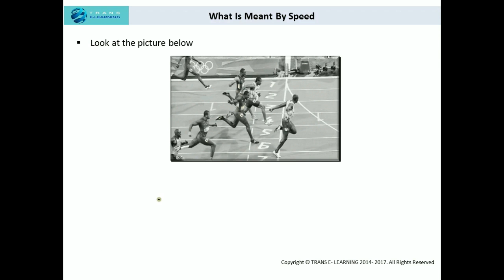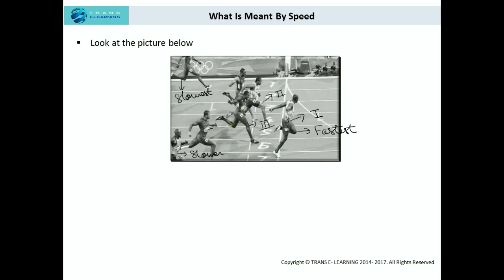For that, we need to analyze this picture. What you can figure out from this picture is that this athlete is the fastest of all, because he has crossed the finishing line first, and we can see this one is coming second and this one is the third fastest of all. Now if I consider the slower ones, then this one seems to be the slowest and this one seems to be slower as compared to others like this one or this one.